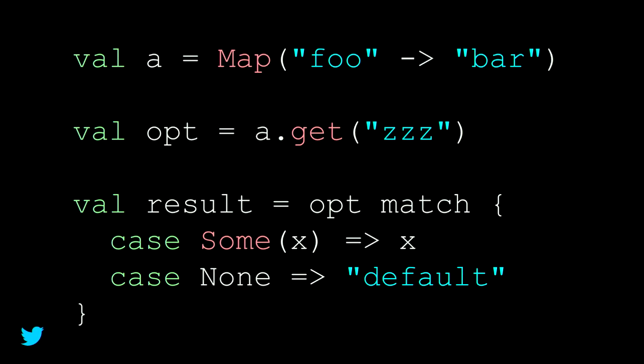We could say that if the case is Some of x, just return that x. If it's a None, make it the default. So there's various ways to slice and dice these options, and there are tons of methods on the Option class that will help you in these common scenarios.